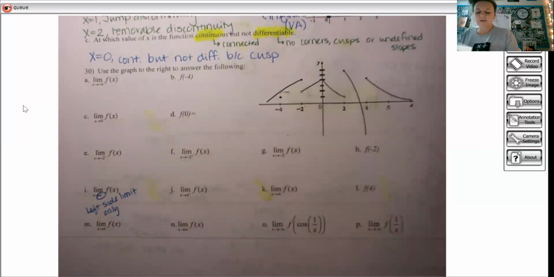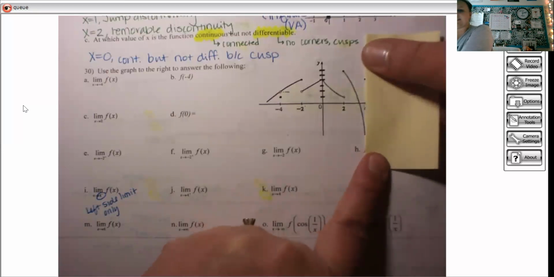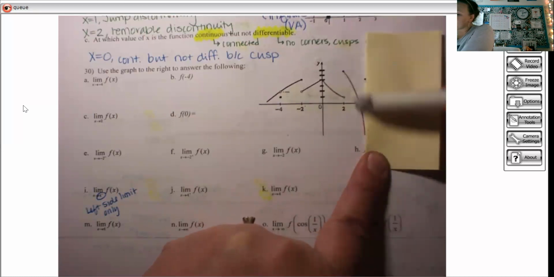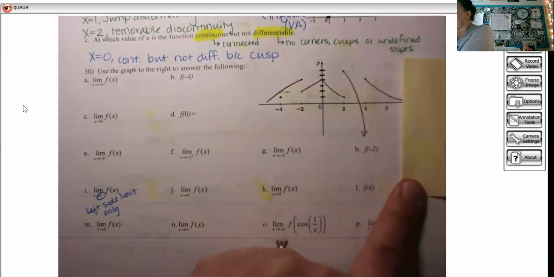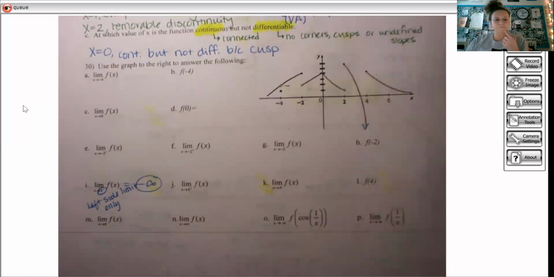So remember, what you do for these is you cover up the other side and you pretend it's not there. So if I want 4 from the left side only, I'm going to pretend like the graph never even existed on this side. I'm only going to observe the left behavior. And as I travel closer and closer to 4, I can see that I have a vertical asymptote. This is going down forever and ever, which means that that is approaching negative infinity. You could also say it doesn't exist. That would be the same.